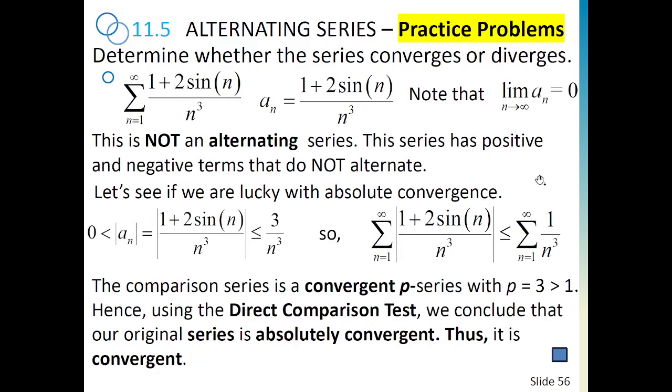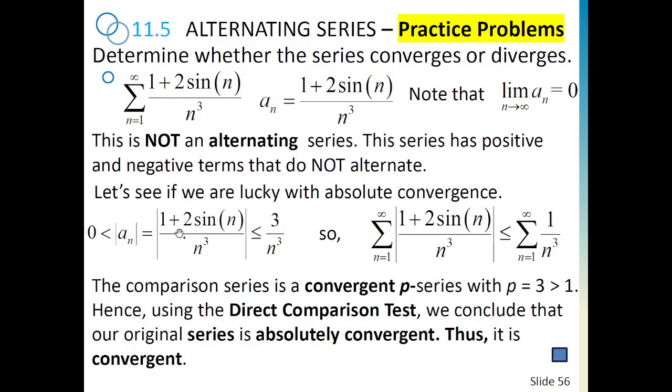Here, a similar example again. This series is not alternating. Again, it's our problem, so we cannot use the alternating series test. We observe that the general term goes to 0. That's important. But now our only tool is the test for absolute convergence.